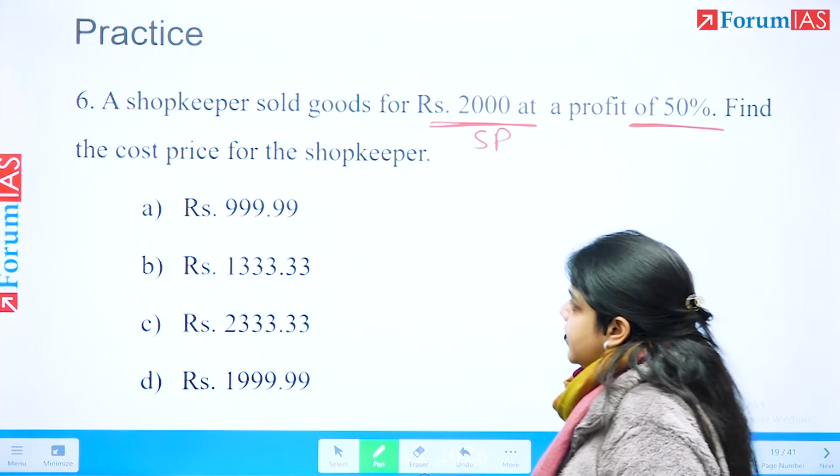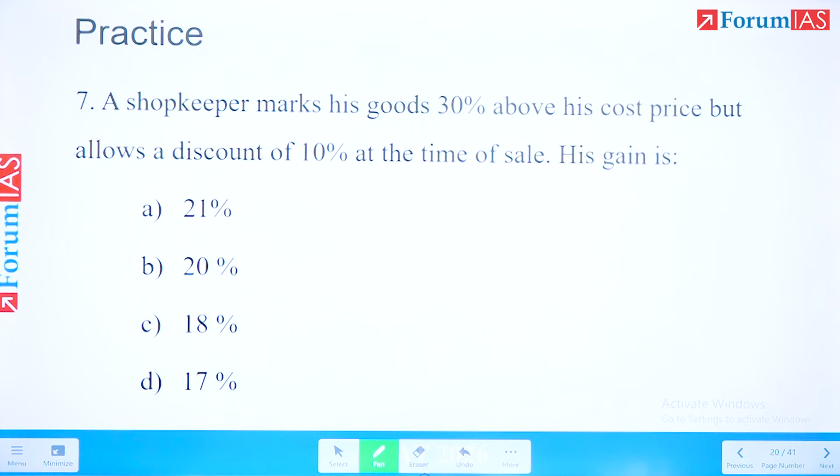Next question. A shopkeeper marks his goods 30% above his cost price, but allows a discount of 10% at the time of sale. His gain is.